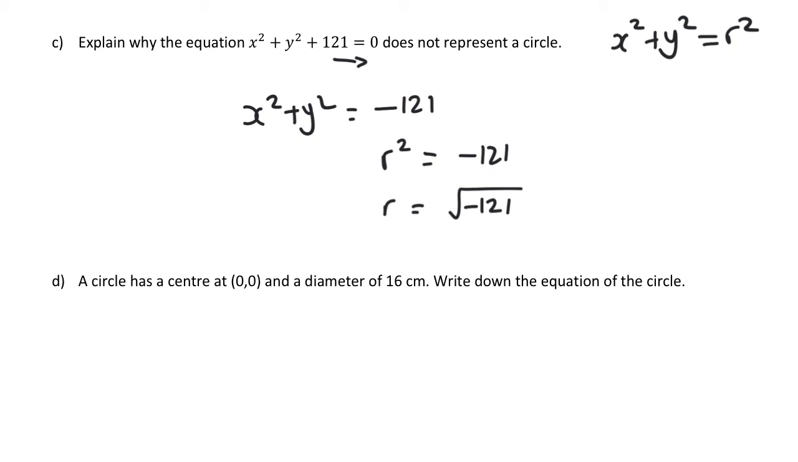So because we can't do this, that means that this equation doesn't make sense to us, because we can't find the square root of this negative number. So it's definitely not a circle.